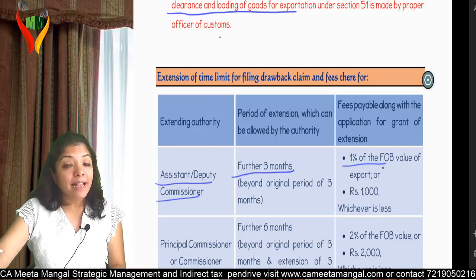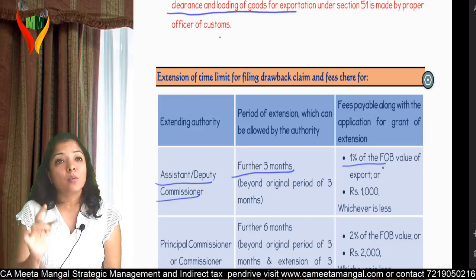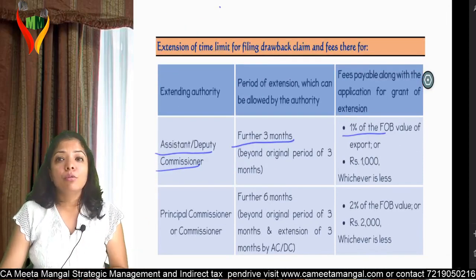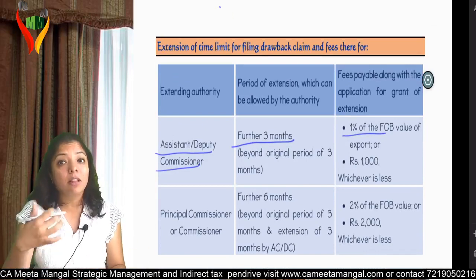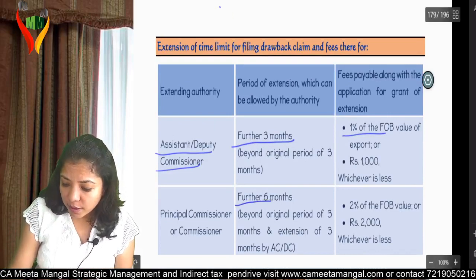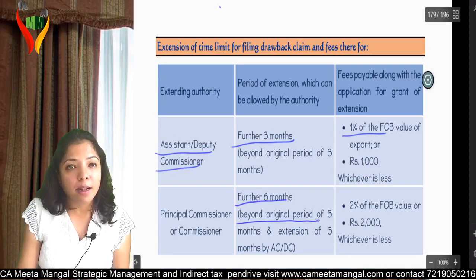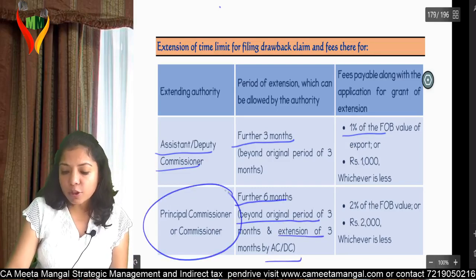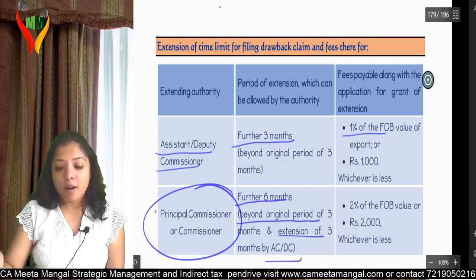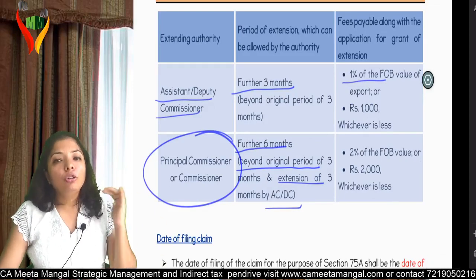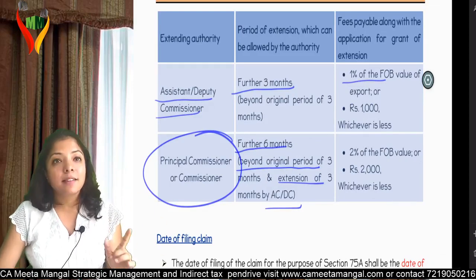Export what I'm exporting, that FOB value 1% or 1000, whichever is less. Assume I was unable to file a claim again in that next 3 months also. I want to go for further extension, further 6 months. That means beyond the original 3 months, an extension of 3 months by the Additional Commissioner. First, you have to take permission from the Principal Commissioner or Commissioner, and here you have to pay 2% of FOB or 2000 rupees, whichever is less.